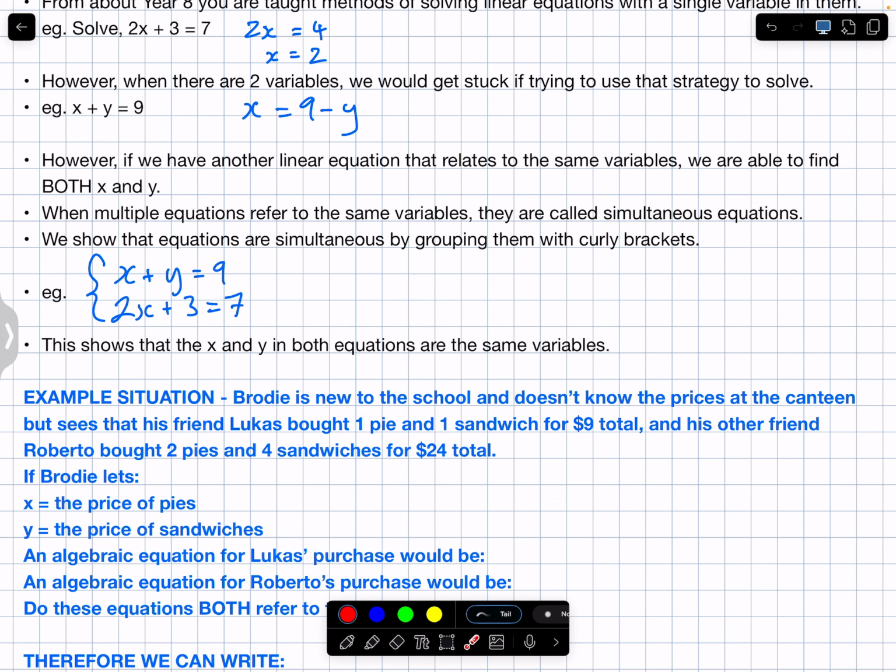We show that equations are simultaneous by grouping them with these curly brackets here. You're all forced to do music because you're Ignite, so you might remember on the stave, on the music, you had that curly bracket to group them together. If you see equations that are grouped by this, what does that mean? That means the x is the same in both and the y is the same in both.